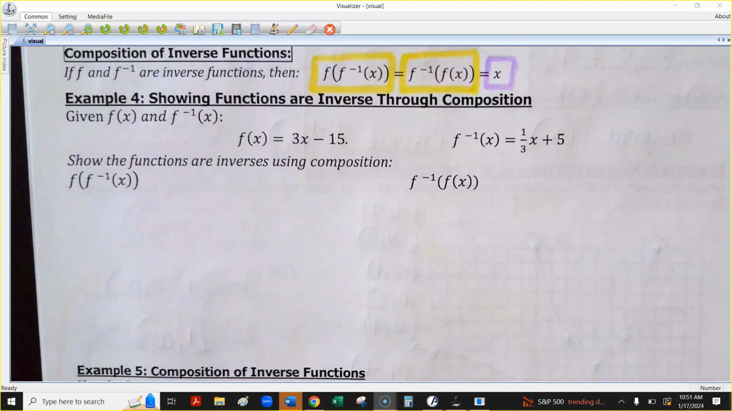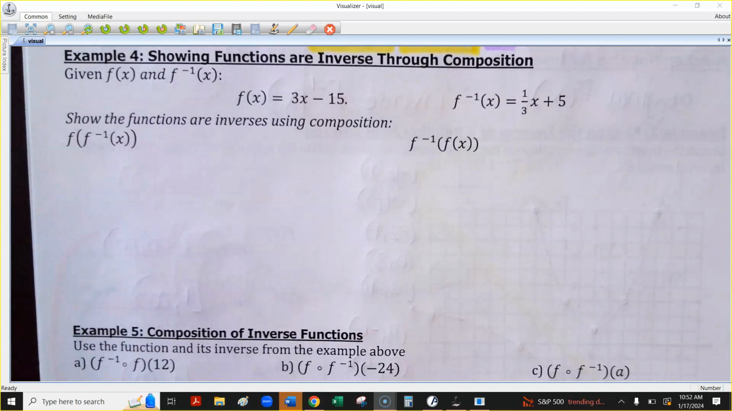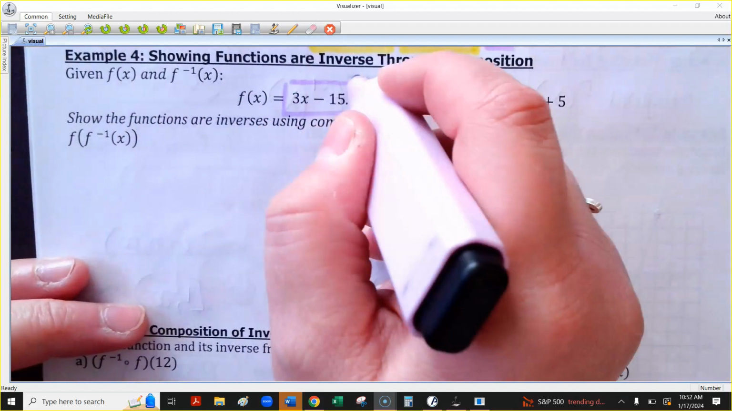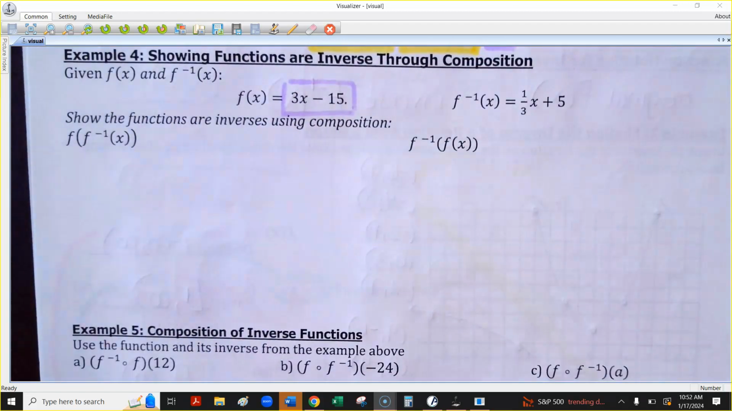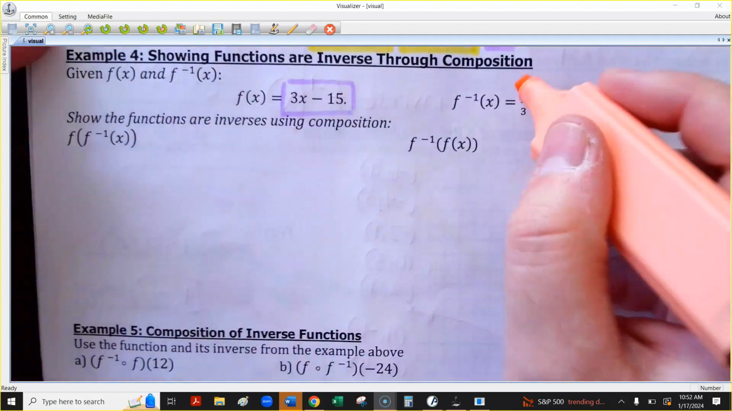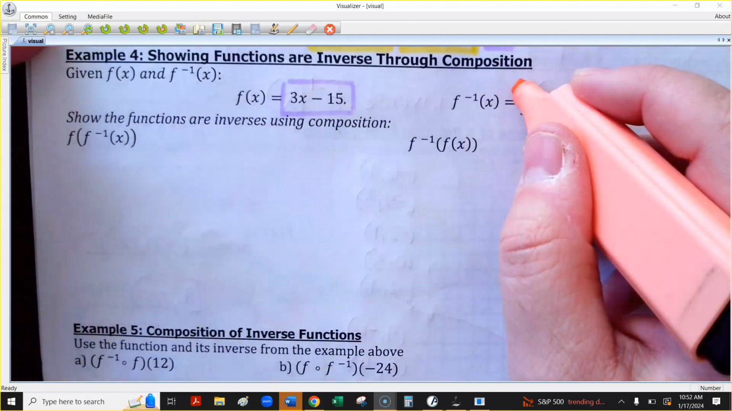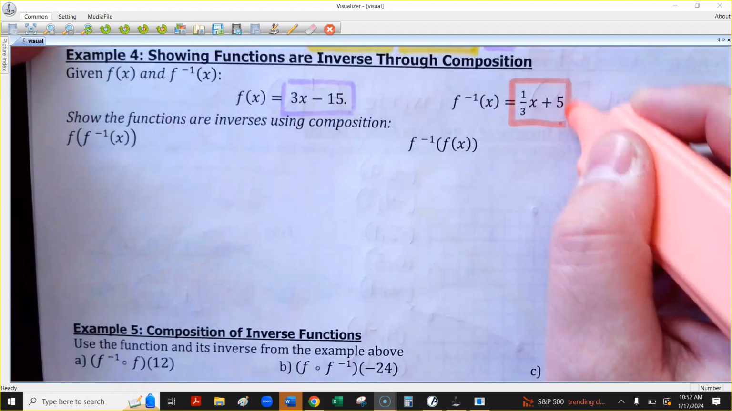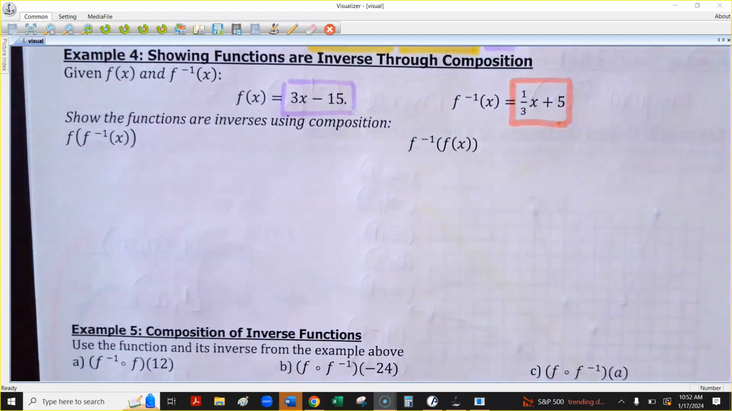So what we're going to do an example for is just a quick little proof that these two given functions are inverses of each other. That's all we're doing here. I know we could switch x and y, solve for y, and all that kind of stuff, but for this, I'm just giving you 3x minus 15 and 1/3 x plus 5. Those are both equations of lines. Those are just inverses of each other. What we're going to do is prove that they're inverses of each other.